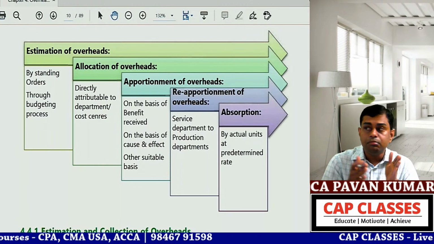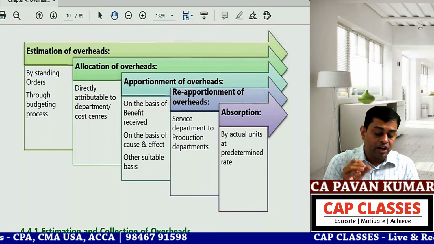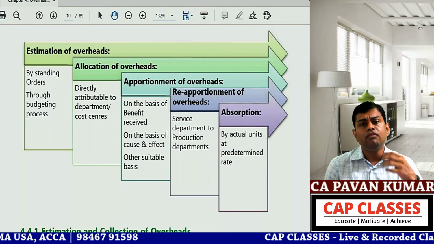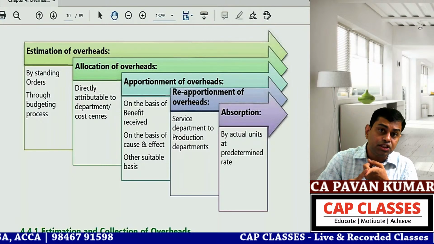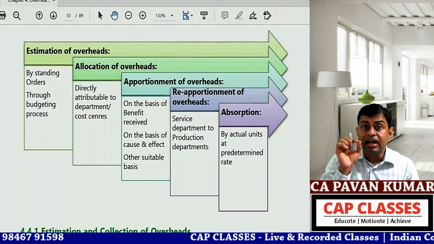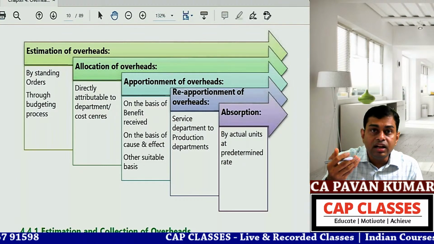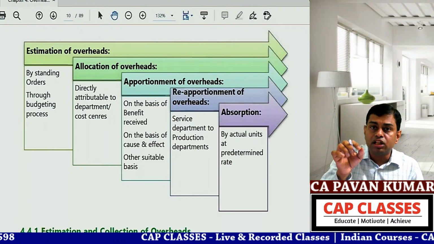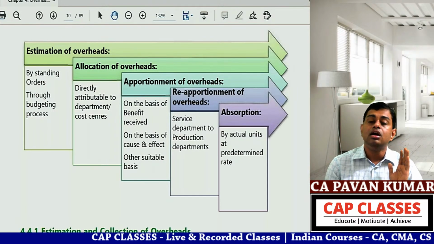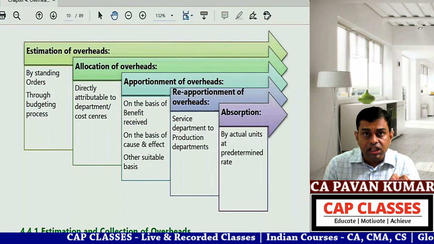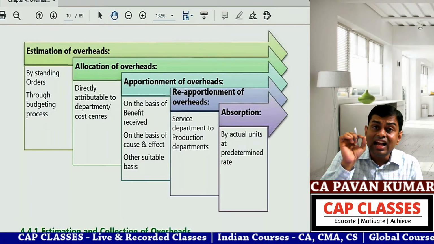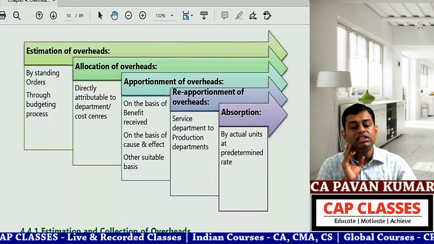So read the diagram given in the ICA material. Estimation of overheads by standing orders through the budgeting process. How will you estimate overheads? Management instructions you need to consider and estimate. That's all. Then allocation: directly attributable expenses of the cost center or department will be given to that particular cost center or department. For example, department 1 wages will be included in department 1 only. These are called directly attributable expenses.